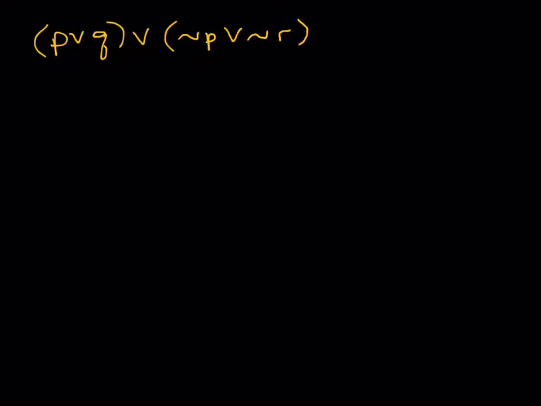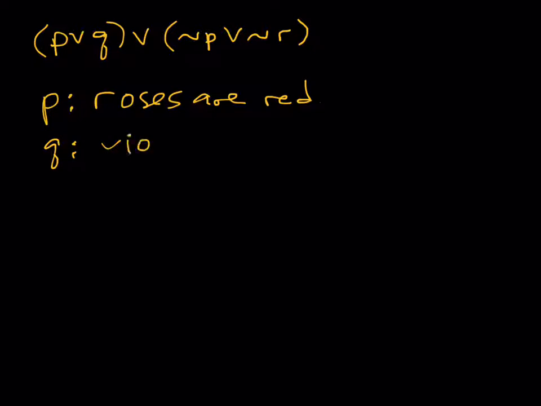So let's say we have P be the statement, roses are red. Q can be the statement, violets are blue. And R can be the statement, daisies are white.